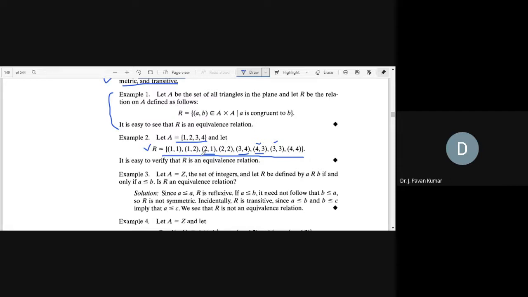Already we have checked whether it is symmetric or not, whether it is reflexive or not. So these two are satisfied, and the third one is also satisfied. So we can claim this as an equivalence relation. Clear? Yes, any doubt? No, sir. Okay. Next, another example.